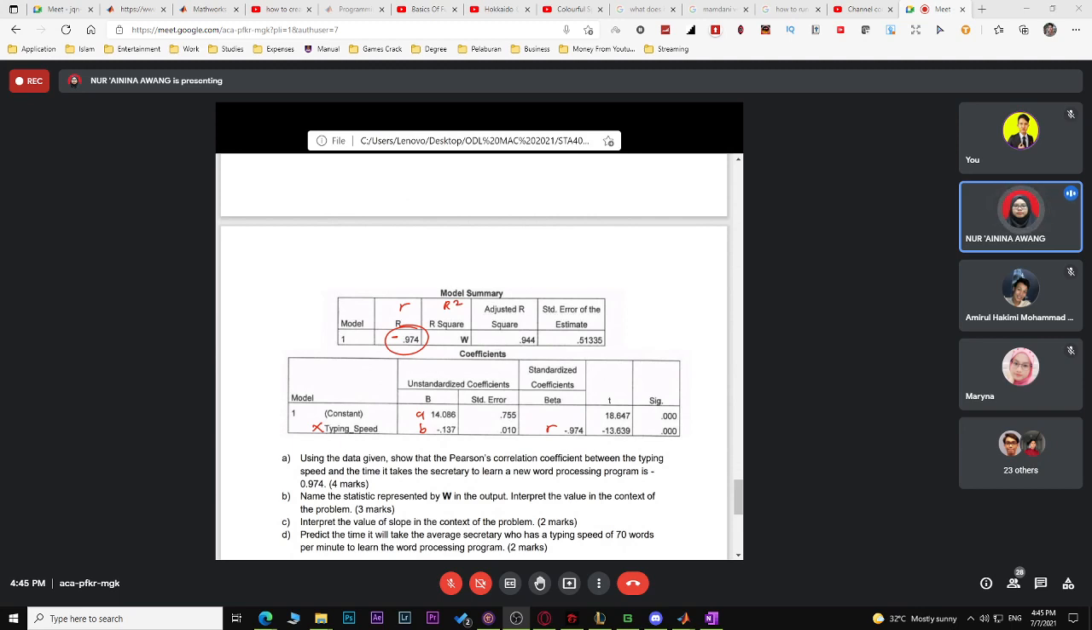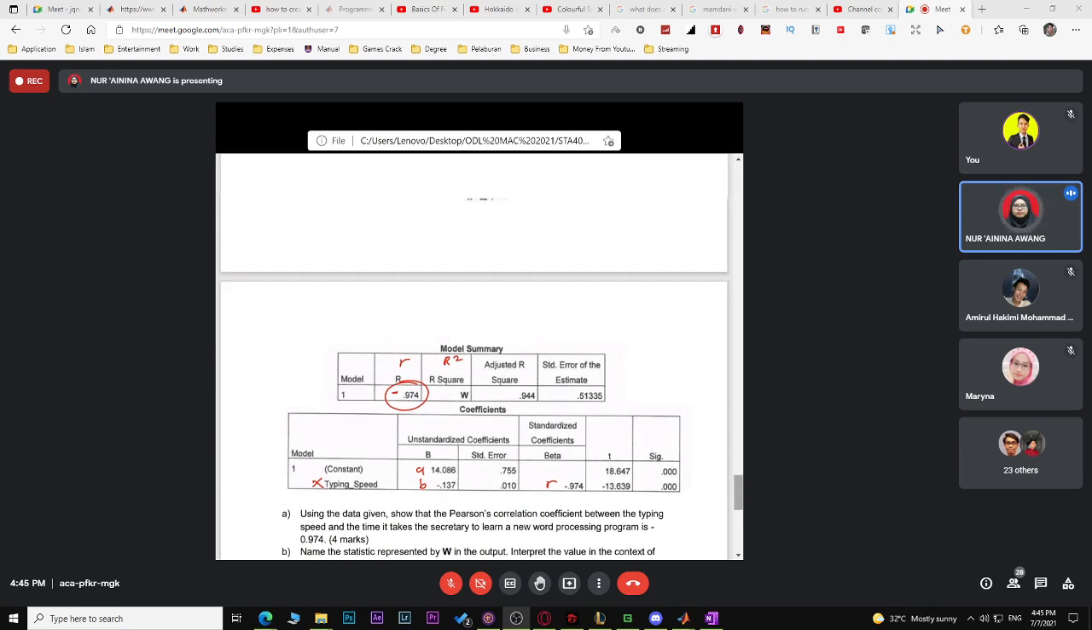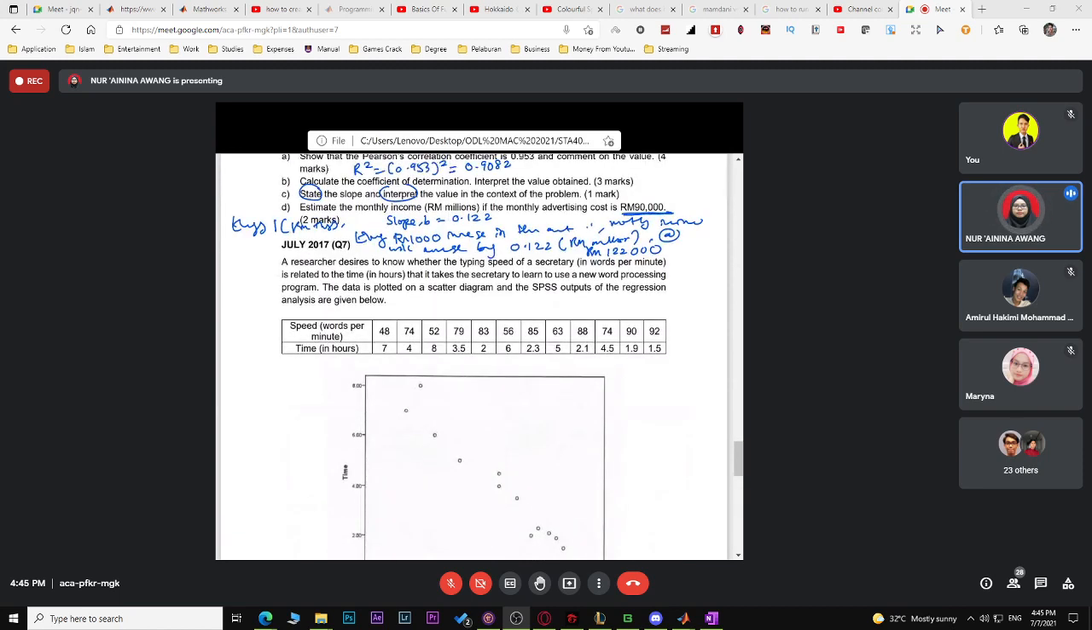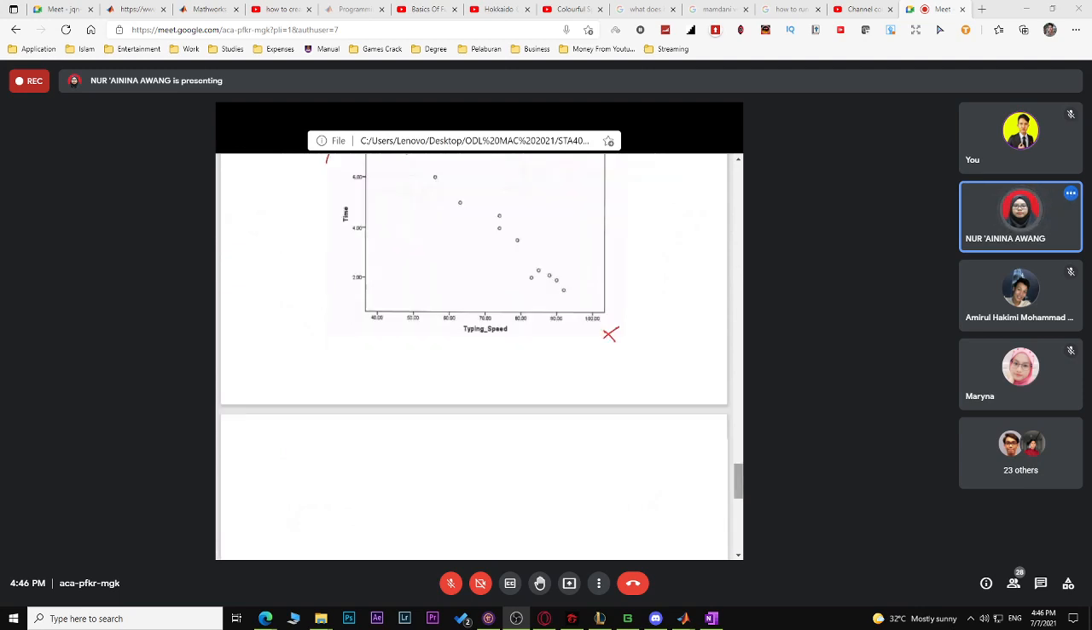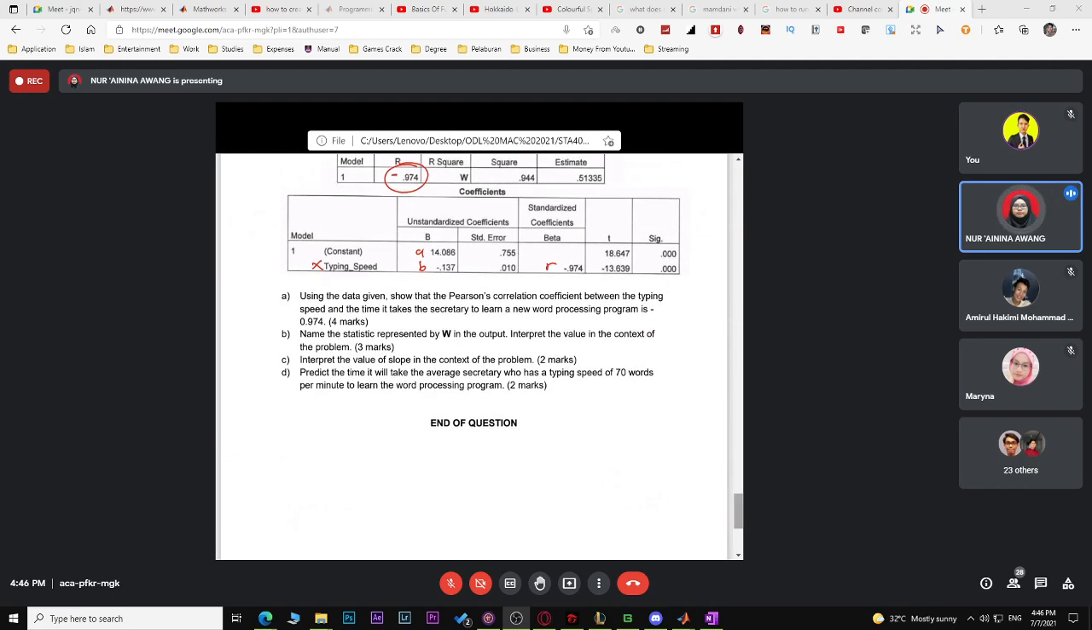So you just substitute lah, dapatkan value for your summation of X semua tu, masukkan je value kat sini, since you know that your X is time, okay, typing speed. So this is your X, this is your Y. Dia akan masukkan data, follow lah X dengan Y. Okay, and then for A, dia just suruh you show sahaja, dia tak suruh you interpret. So no need to interpret.